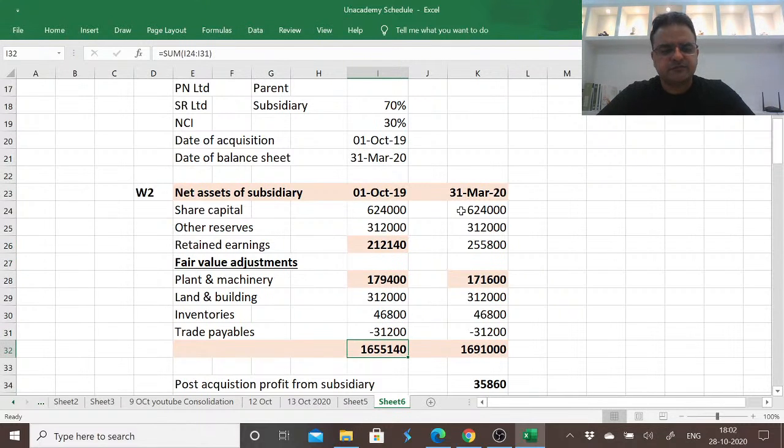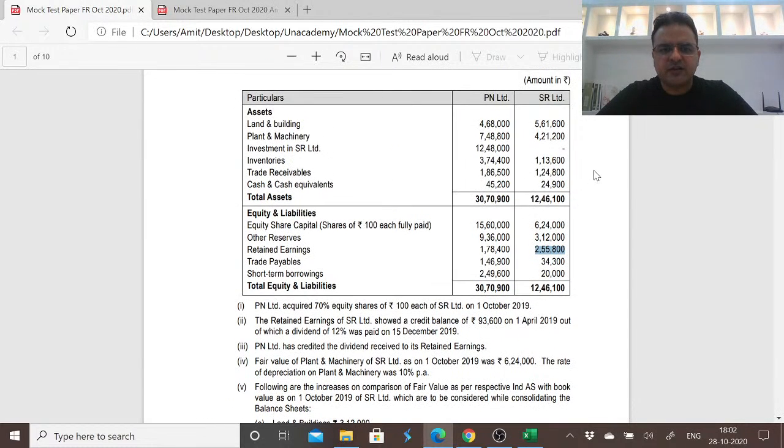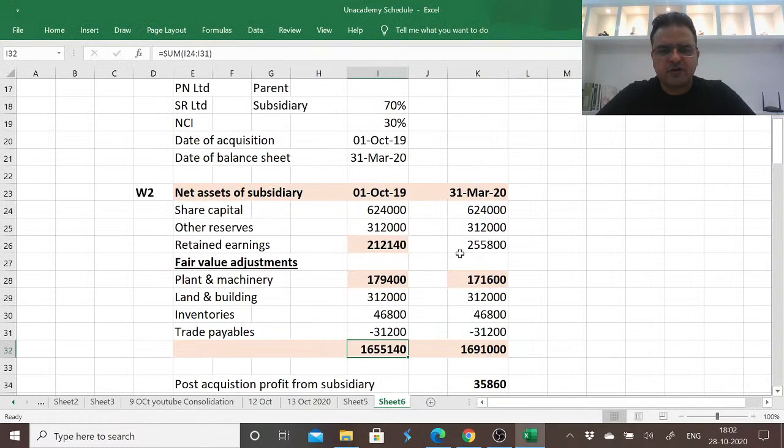Second, we needed plant and machinery. As on 1st October 2019 the fair value was 624,000. The rate of depreciation was 10%. But the plant and machinery included in the balance sheet was 421,200. That means there was an increase in the value of plant and machinery. So we needed to recalculate it. So we grossed up the amount 421,200.